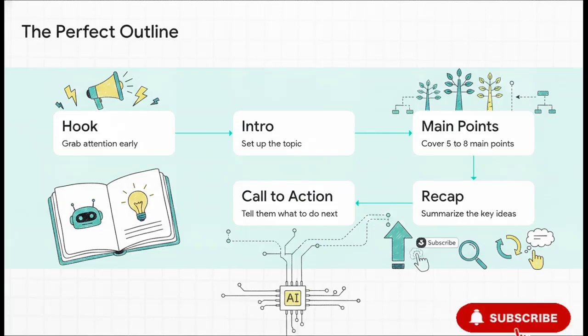Okay, so once you have your topic and your angle, you need an outline. Seriously, do not skip this step. An outline keeps your content incredibly focused and prevents you from rambling or just repeating the same points over and over. You start with a hook, move to an intro, lay out 5 to 8 main points, provide a quick recap, and end with a strong call to action. Just ask Claude to generate this structure for you before you write a single paragraph.